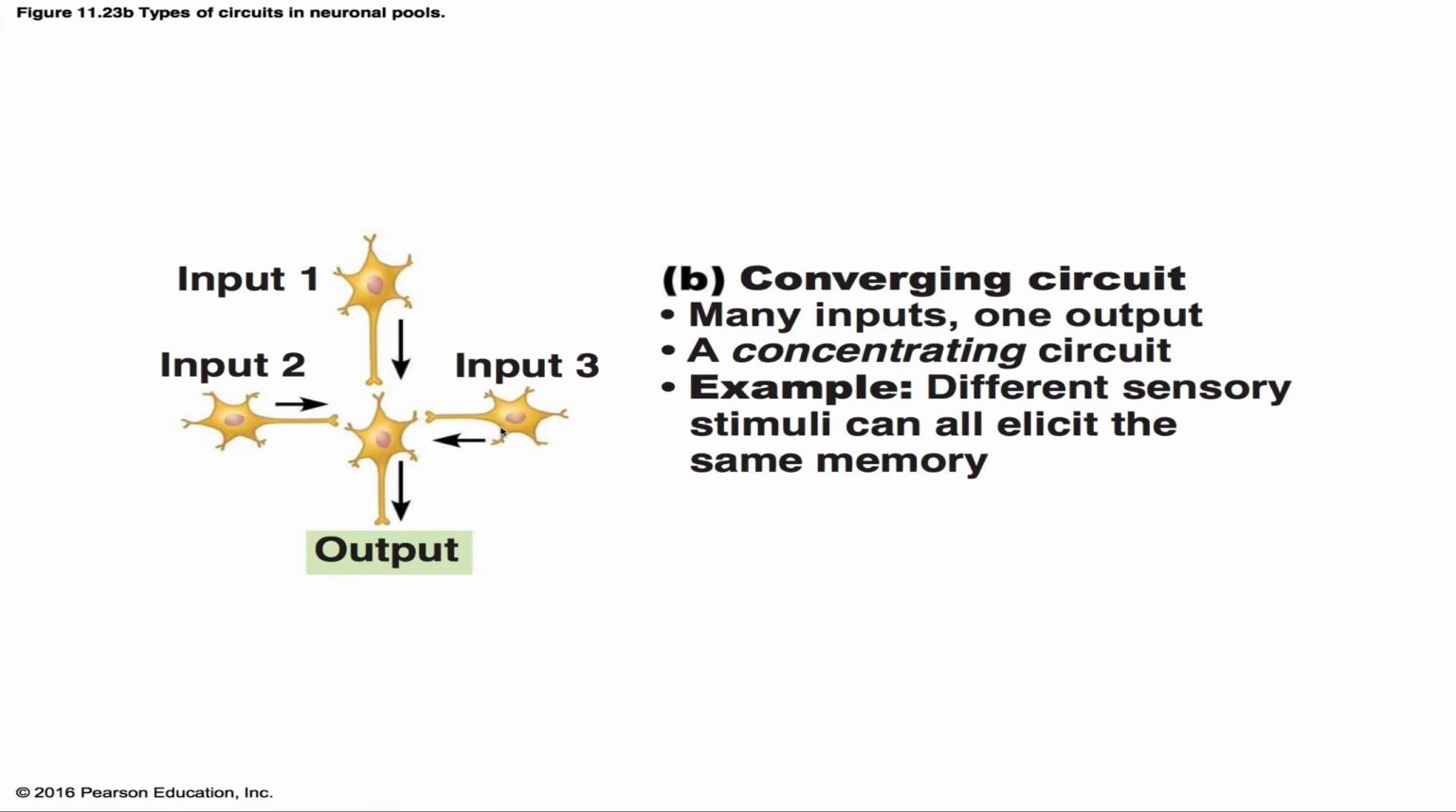In a converging circuit, the pool receives inputs from several presynaptic neurons, and the circuit has a funneling or concentrating effect. The incoming stimuli may converge from many different areas or from one area, resulting in a strong stimulation or inhibition. Convergence from different areas helps to explain how different types of sensory stimuli can have the same ultimate effect.